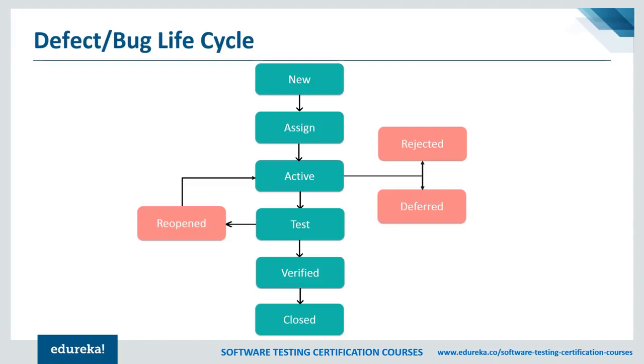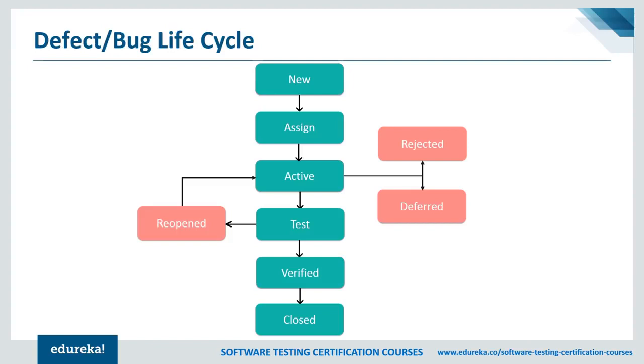And then you have a close state. That means once the bug is fixed, it is tested by the tester. If the tester feels that the bug no longer exists in the software, he or she changes the status of the bug to closed. This state means that the bug is fixed, tested, and approved. And you can see from active state, it goes to two more stages, that is rejected and deferred. Rejected means if the developer feels that the bug is not genuine, he rejects the bug.